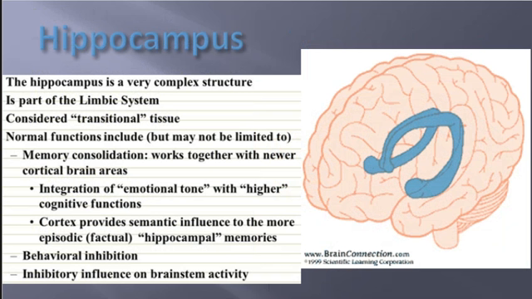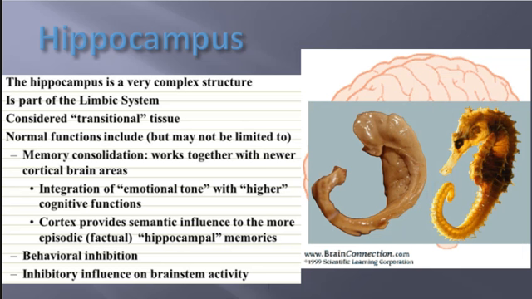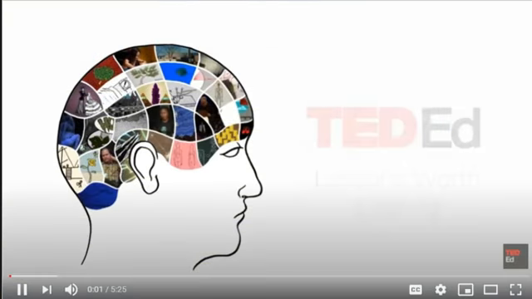Okay. Functions would include, we think, memory consolidation, integration of emotional tone with higher cognitive functions. Cortex provides semantic influence. Hippocampal memories, behavioral inhibition, inhibitory influence of brainstem activity. Okay, so behavior is going to help you behave yourself. It's called the hippocampus because people believed it looked a lot like a seahorse. So hippocampus really is referring to a seahorse. All right, so I think I have a video on this one.